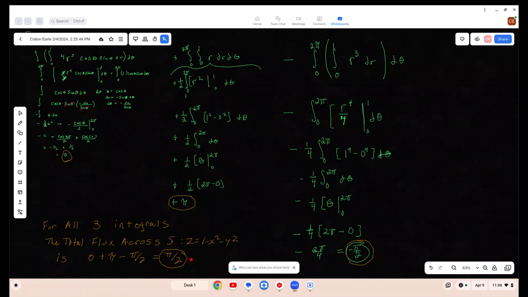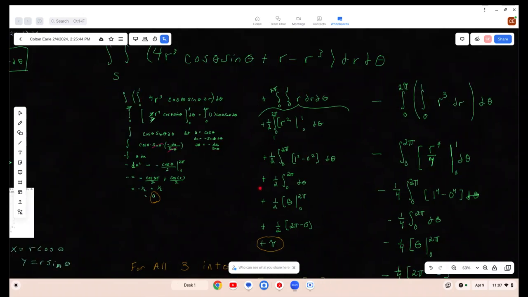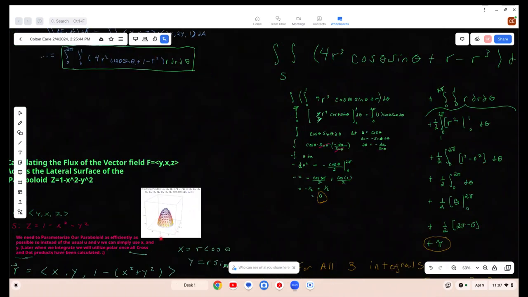We did not do the cap, right? Just so y'all know, the cap calculation was not done. This was simply just the flux across the lateral surface of the paraboloid. I will be doing the divergence theorem and proving it with all surface flux through the surfaces, respectively.